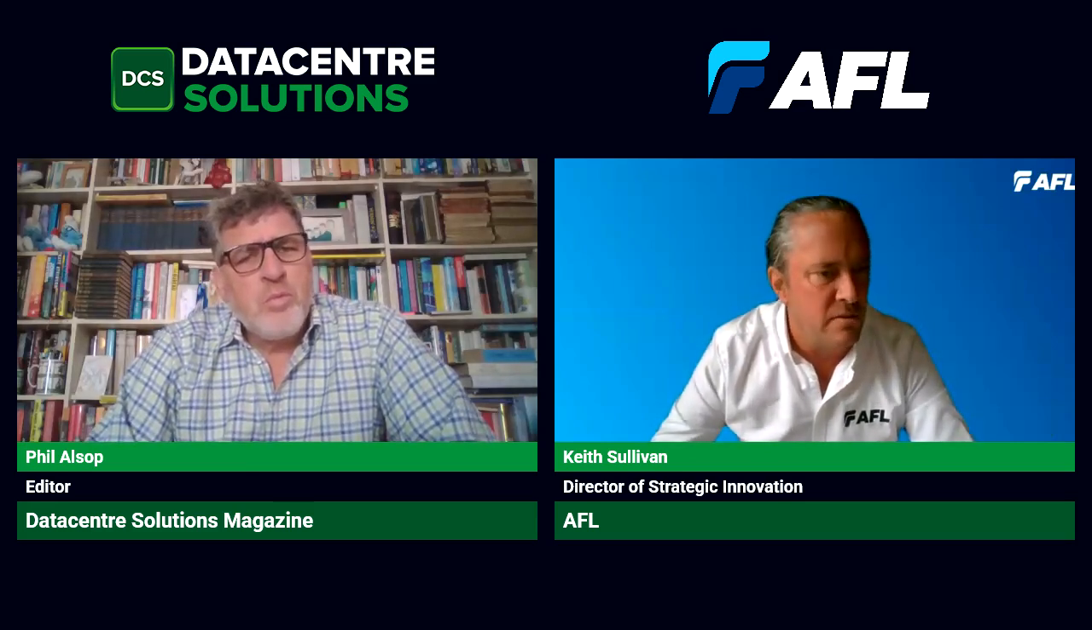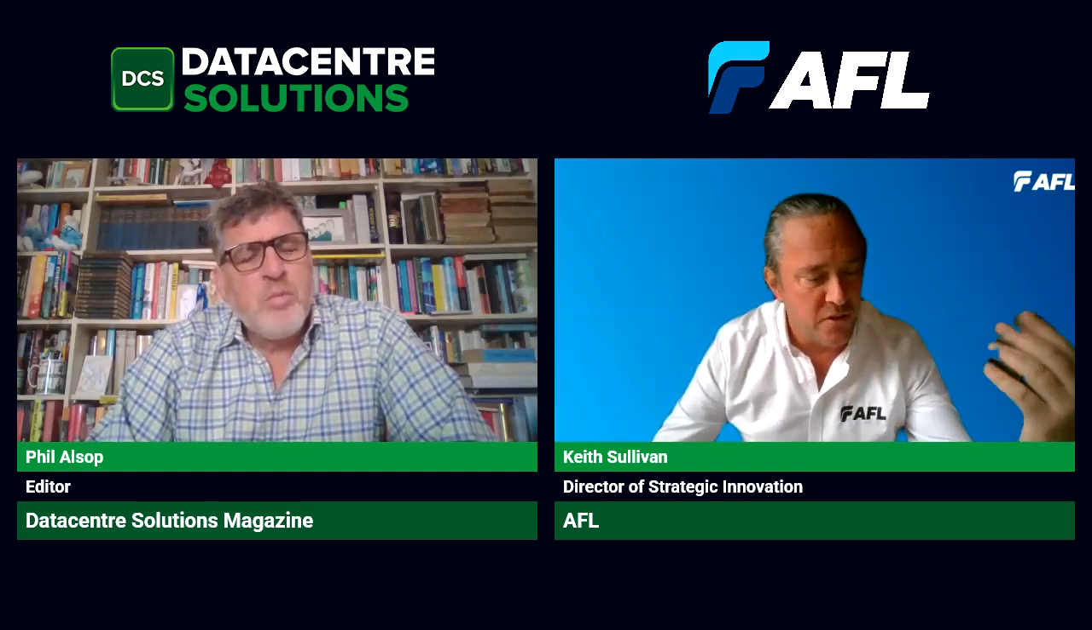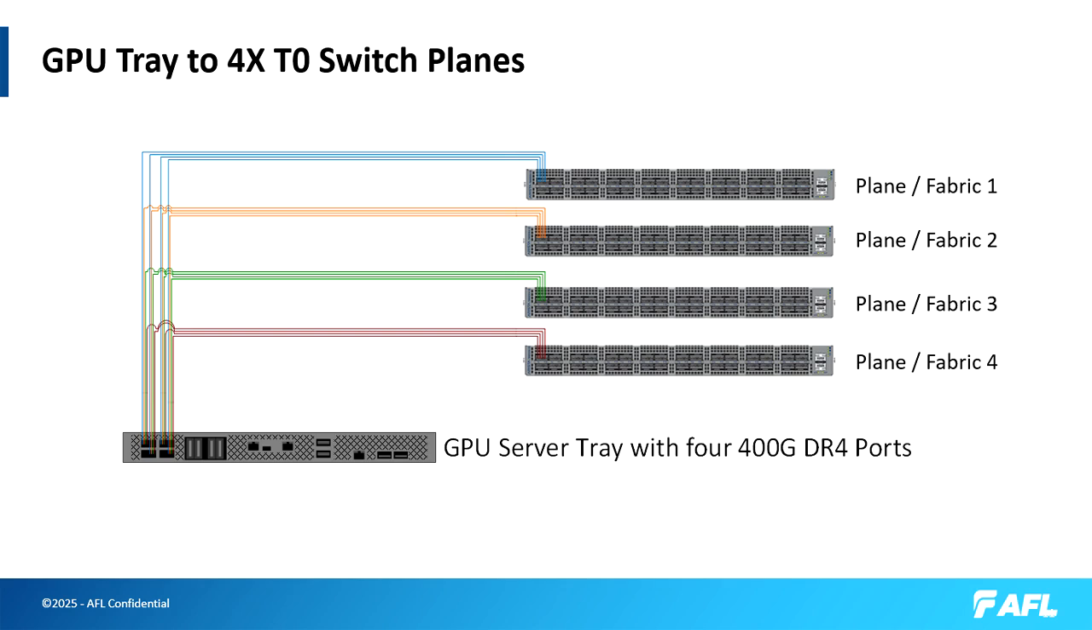If you were going at 800 gig, you might have either a DR8 transceiver or 2x DR4, in which case you're meshing either 2 4-lane transceivers, or you would mesh 1 8-lane transceiver.